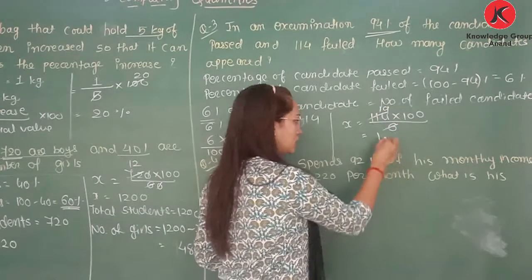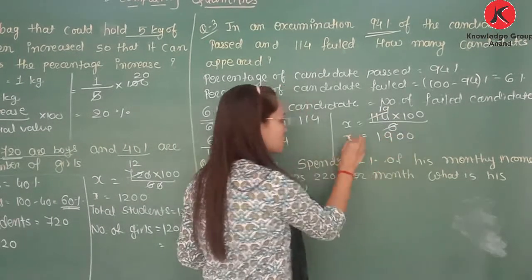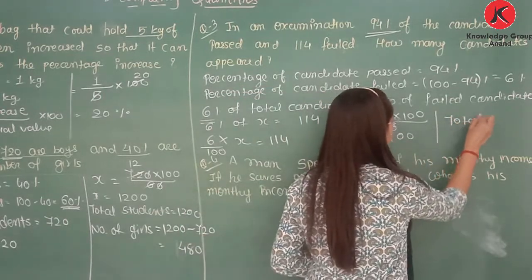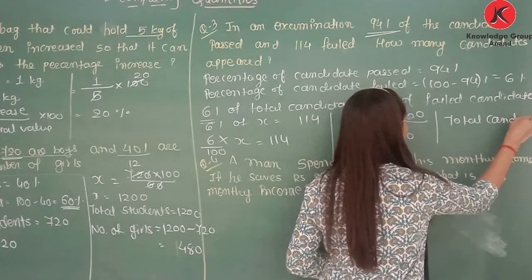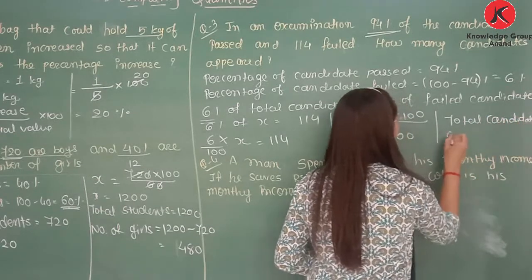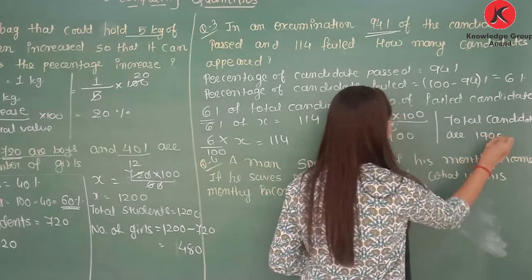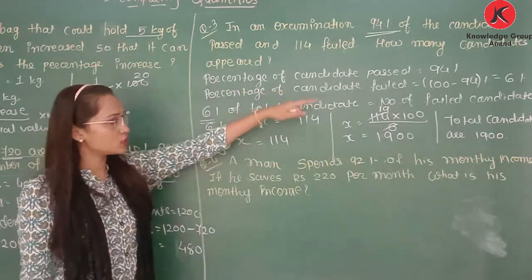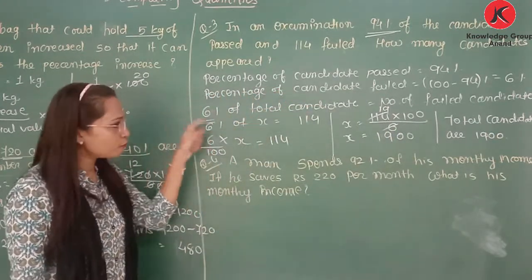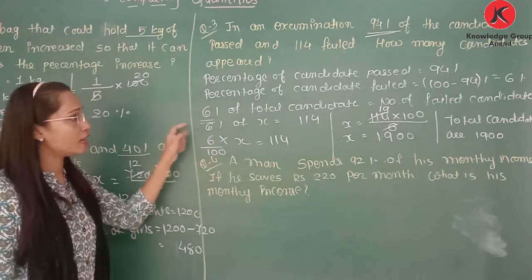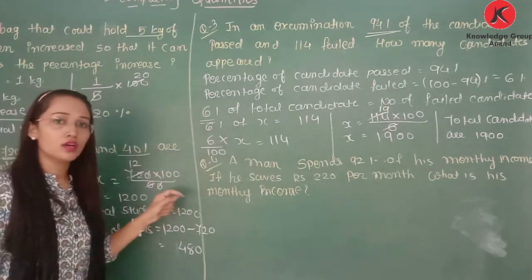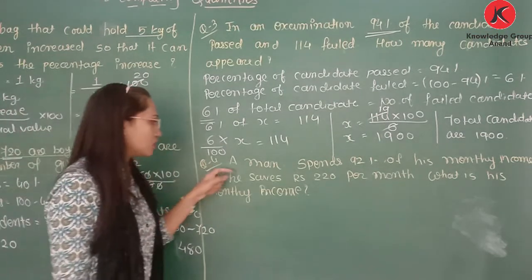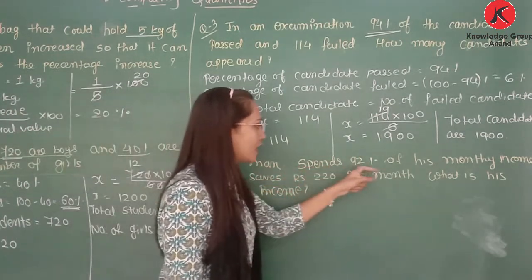19x is equal to 1900. So total candidates are 1900. Clear? Here we first find the percentage of candidates who failed, and from the failed percentage and the failed number of candidates we can find the total number of candidates. Clear? Now next one. A man spent 92%.